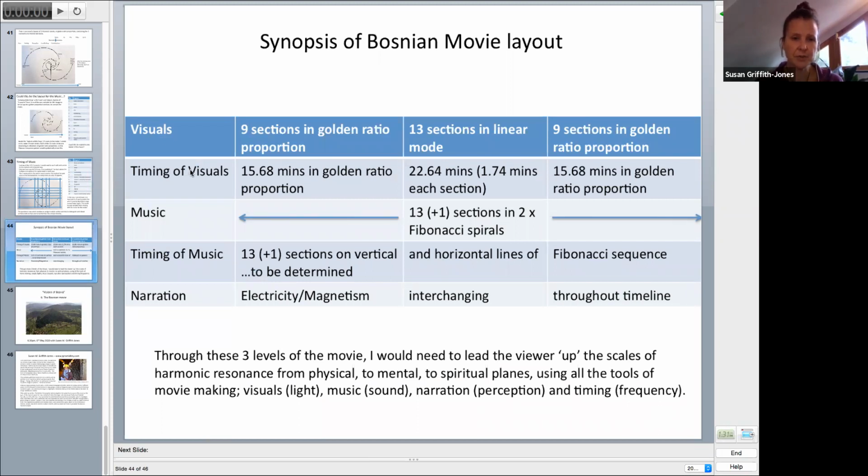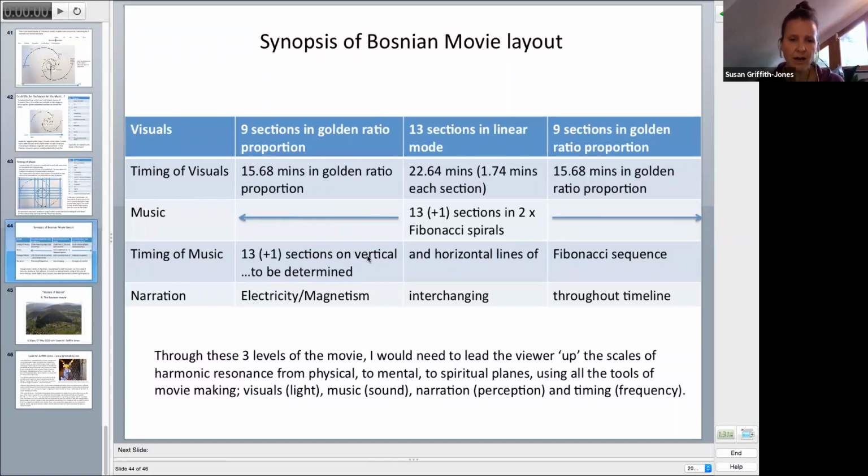We've got the timing of the visuals: 15.68 minutes related to the 9 sections, 22.64 related to the middle section of 13 sections, and 15.68 minutes relating to the 9 sections. Again, physical, mental, and spiritual. We've got the music operating in 13 plus 1, so 14 sections going from beginning to end in these 2 Fibonacci spirals, to be determined. The timing of this music is to be determined, and how to arrange it symbolically is to be determined.